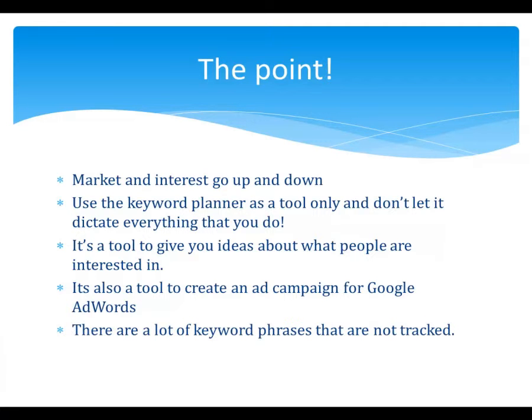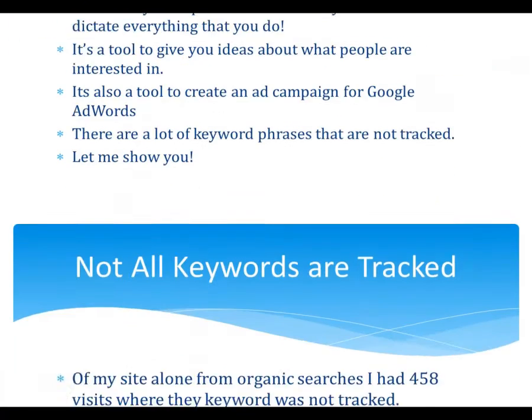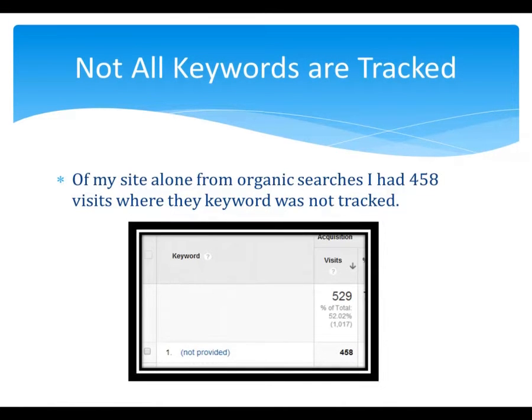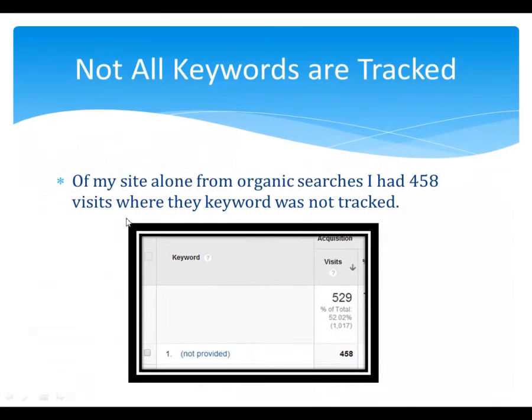Now, there are a lot of keyword phrases that are not tracked. Let me show you an example. Of my site alone, from the organic searches, I had 458 visits where the keyword was not tracked. You can see this here in my analytics: 458 visits where the keyword was not provided. So how do they track it if it's not provided? A lot of times there are people using devices, or they're using an incognito or private window to get search results, but these results are not tracked.